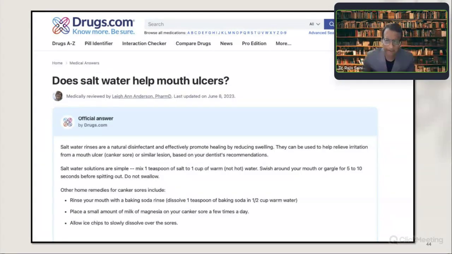And there are a lot of independent citations and websites that mention that salt water helps with mouth ulcers.